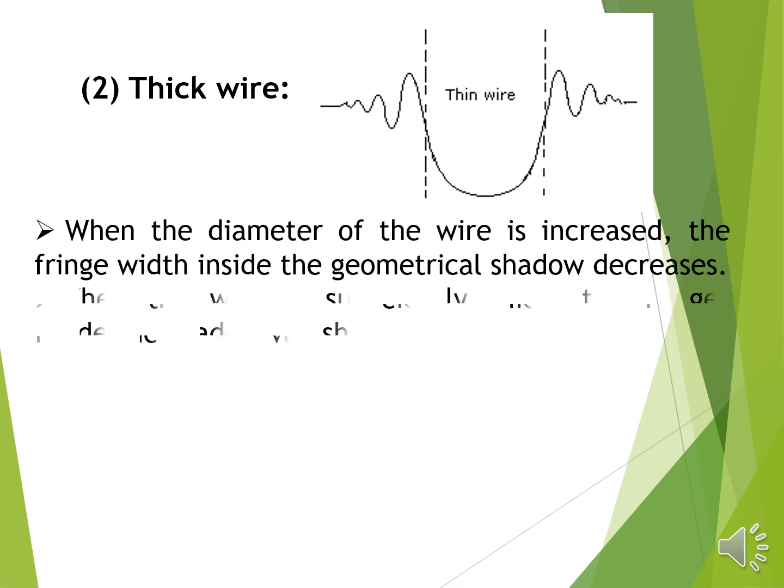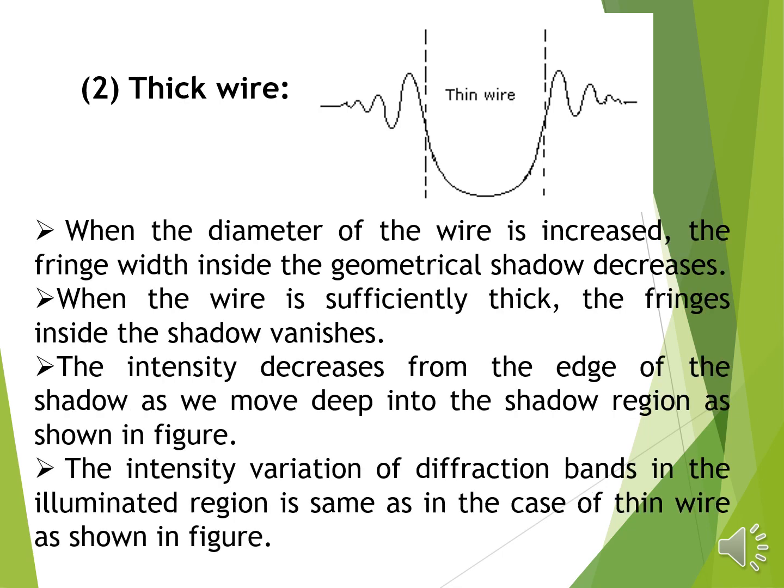Now, if you have a thick wire, it is written there thin wire, but actually it is a thick wire. Or when the diameter of the wire is increased, the fringe width inside the geometrical shadow decreases. And when the wire is sufficiently thick, the fringes inside the shadow vanish. That means we see the fringes only up to a certain thickness of the wire. The intensity decreases from the edge of the shadow as we move deep into the shadow region as shown in the figure. The intensity variation of diffraction bands in the illuminated region is the same as in the case of a thin wire as shown in the figure in the earlier slide.